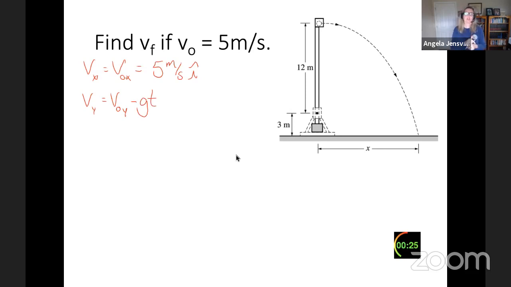I'm getting these equations from the slide before, so if you need to, go back and refer to them. What is V naught y? Well, this thing was launched horizontally, so the initial y component of velocity is 0. So it's just negative 10 meters per second squared times t. Oh, we don't know how long this thing was in the air. But if you look at the picture closely, you can see that it started at a height of 15 meters. So why don't we use an equation that has height in it? So I'm going to use this one, y equals y naught.